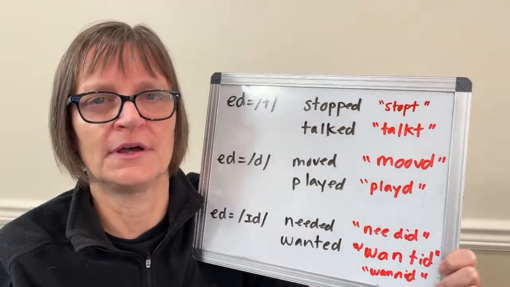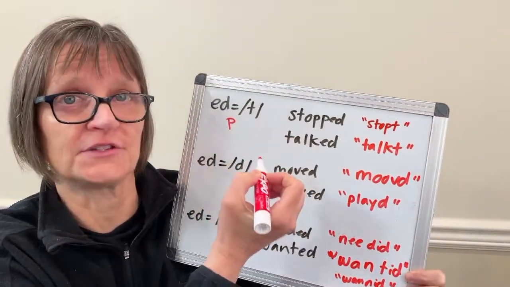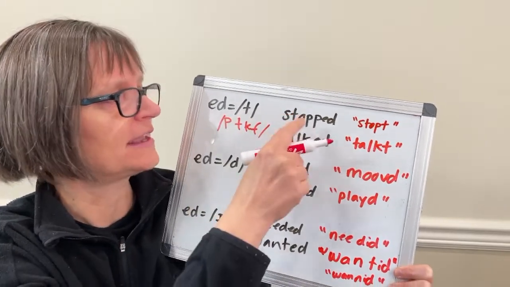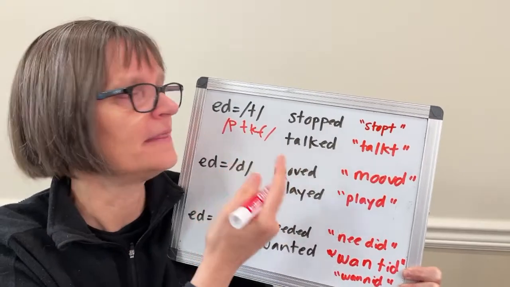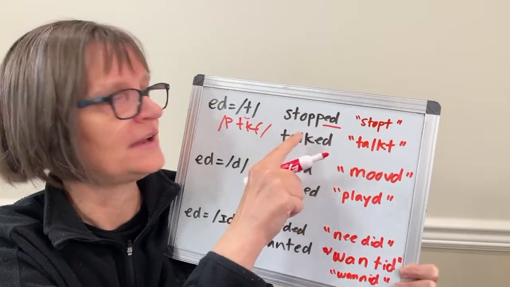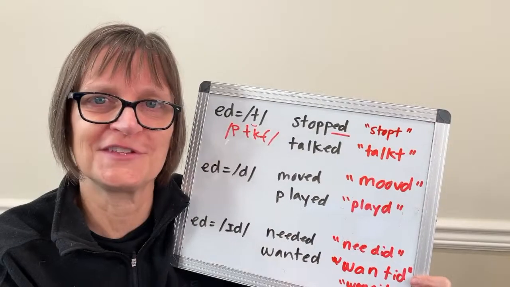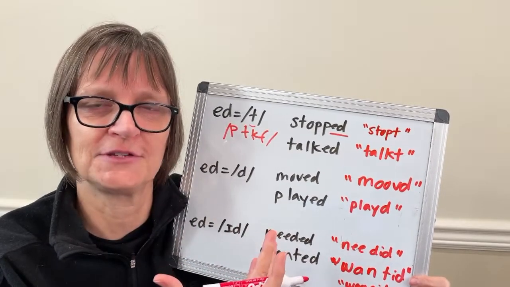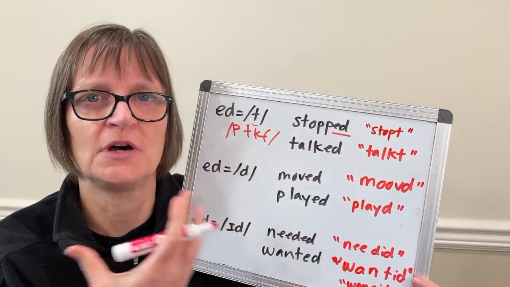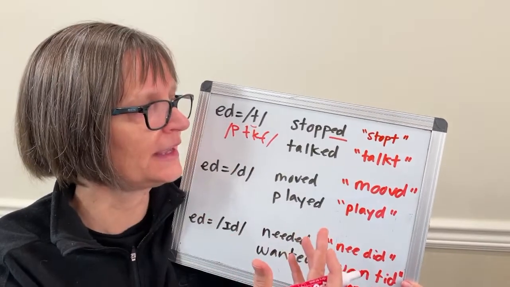When the word ends with a voiceless sound, like a voiceless consonant, so a p, a t, a k, or a f sound, like stop or talk, then the letters ed are going to say the t sound. So not stopped, but stopped. And you may be pronouncing these correctly already, but hadn't realized this pattern. And it can be very helpful because if you're noticing an issue of not always using the past tense correctly or properly, it can really help.